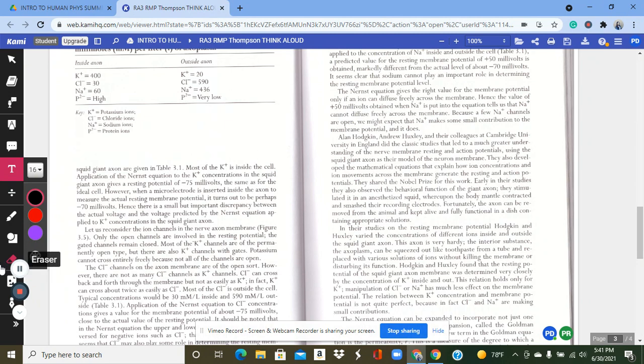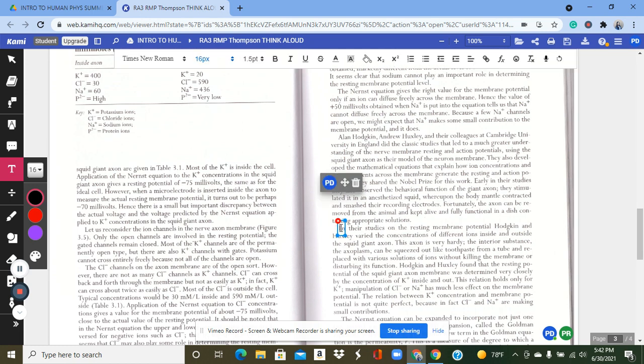Anesthetized squid. Okay, anesthetized squid. Whereupon the body mantle contracted and smashed the recording electrodes. Fortunately, the axon can be removed from the animal and kept alive and fully functional in a dish containing appropriate solutions. So, that's pretty cool to know how they used the squid giant axon in their earlier studies and then connected it back to future learnings that they find.